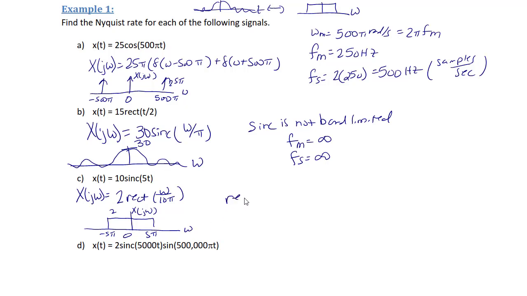So the rect is band limited, and the maximum frequency in radians per second is 5 pi radians per second. And f sub m, the maximum frequency in hertz, would be 2.5 hertz. So the sampling frequency Fs is 2 times Fm, or 5 samples per second.